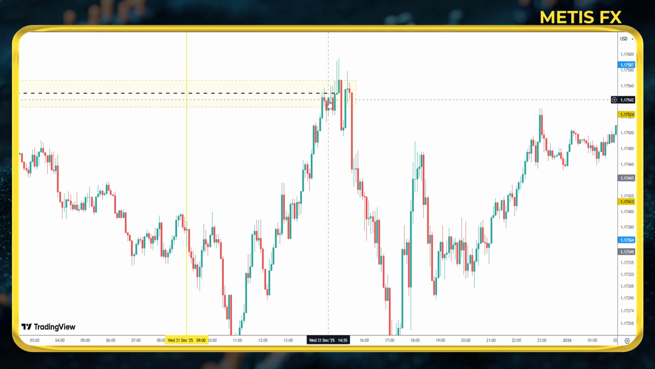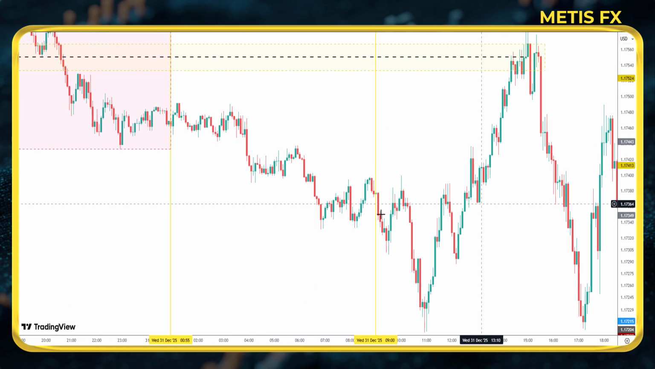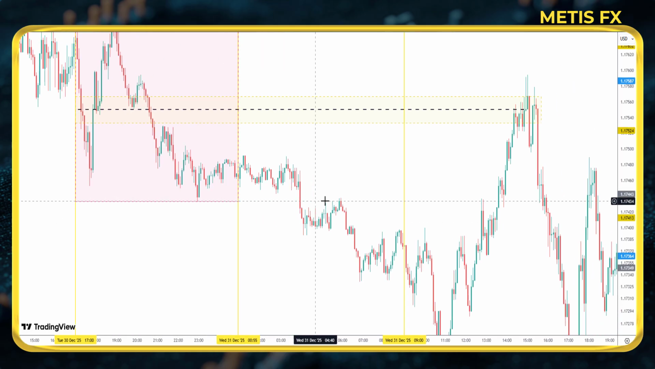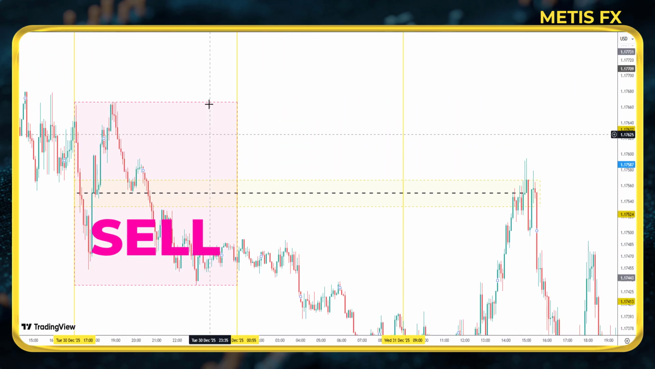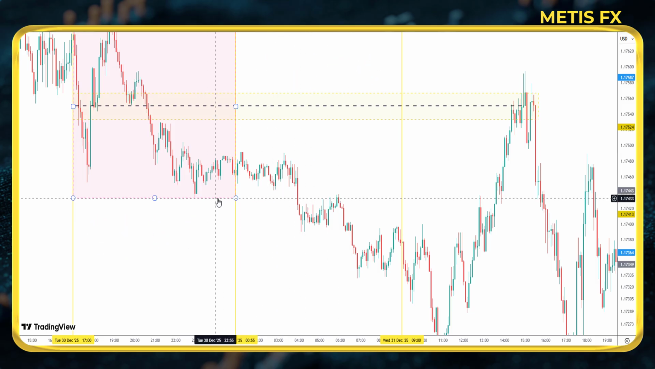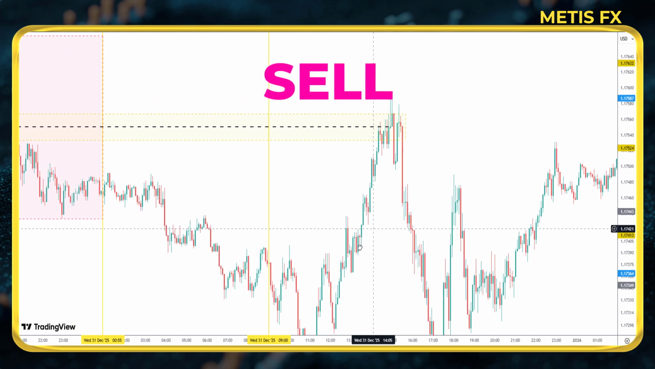If this box is broken to the downside before 9 a.m., meaning between 0055 and 9 a.m., we look for sell trades. And if this box is broken to the upside, we look for buy trades. With this filter, we eliminate half of the unnecessary stop losses, just like that. So in this example, the pink box is broken from the bottom and we look for sell trades.